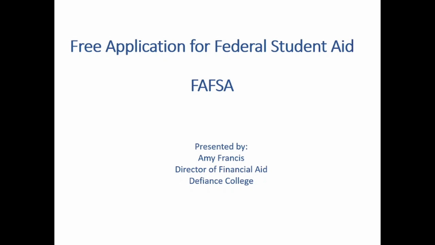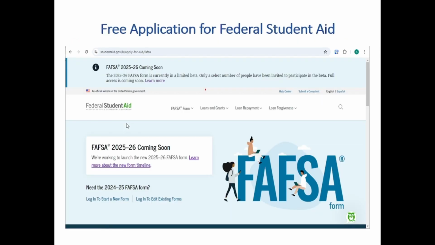Today we're going to talk about the free application for federal student aid, or the FAFSA. This is the landing page that shows where you start completing the FAFSA. As you can see, the 25-26 FAFSA is coming soon, so you cannot start completing this application until sometime in December. If you're coming in as a new freshman for 2025, make sure you're filling out the 2025-26 FAFSA. The 24-25 is available right now, but you are going to need the 2025-26 coming in December.